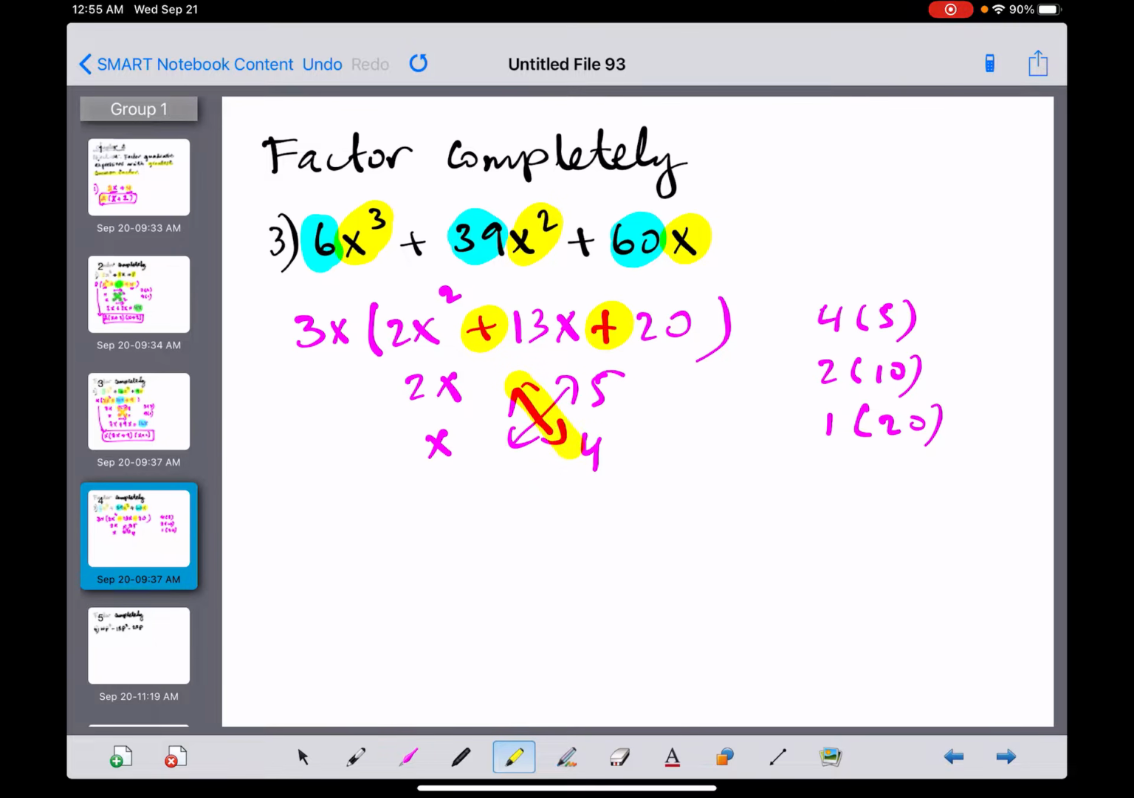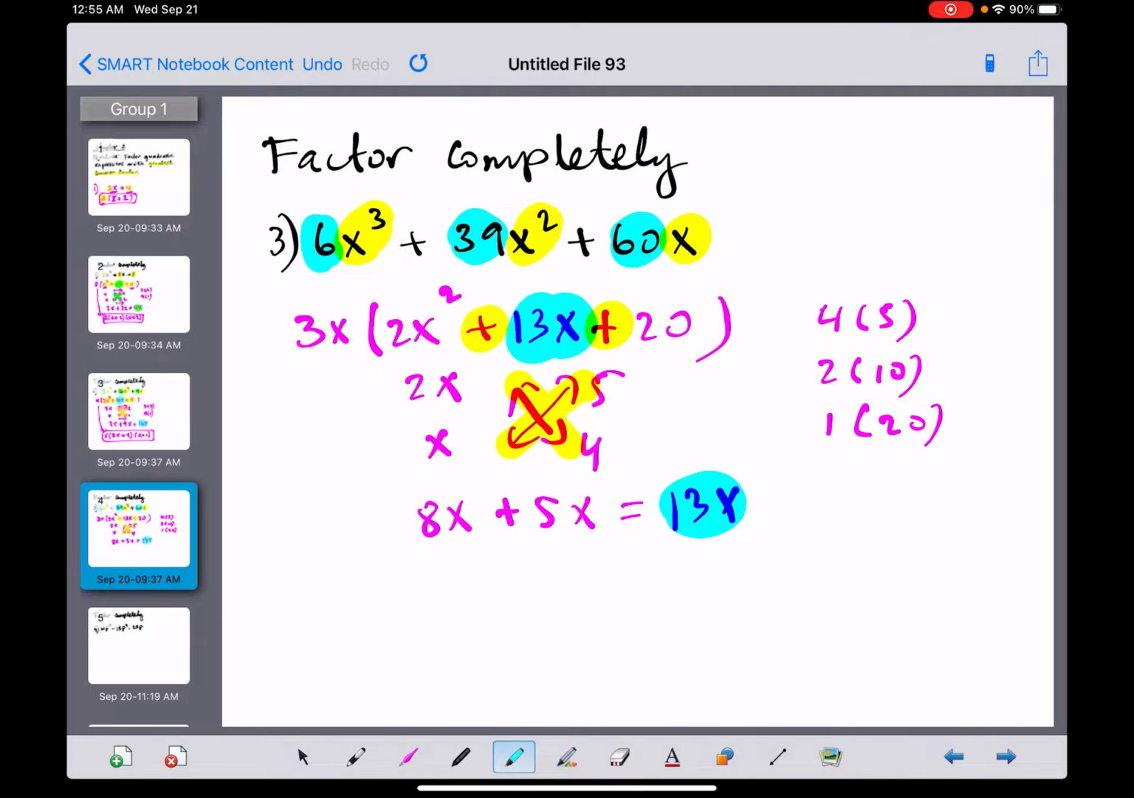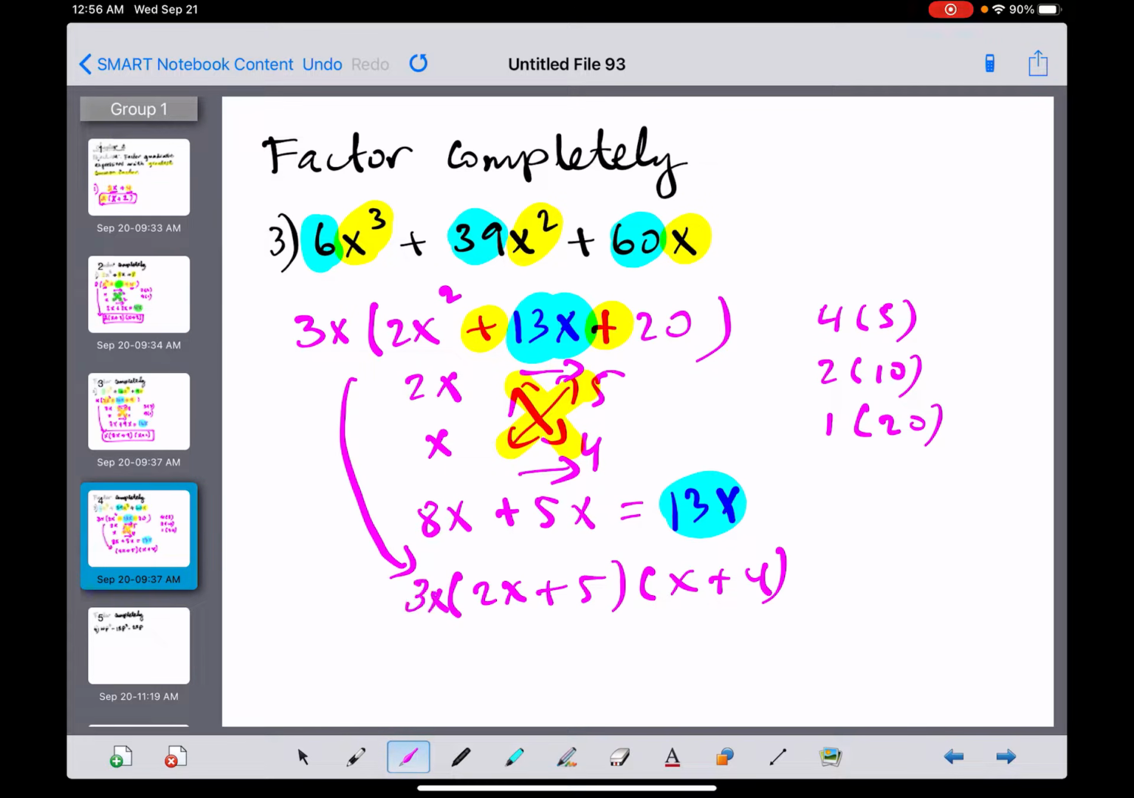2x times 4 is 8x. And then the other one is x times 5. That's 5x. That gives me 13x. So this matches with this. So we're on the right track. Remember, if it doesn't match, you erase it and you guess again, right? So you look straight across to write down your answer, which is 2x plus 5 times x plus 4. Bring down the 3x. And that's your answer.